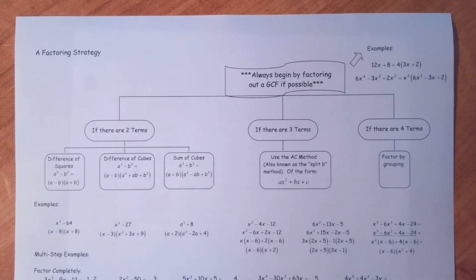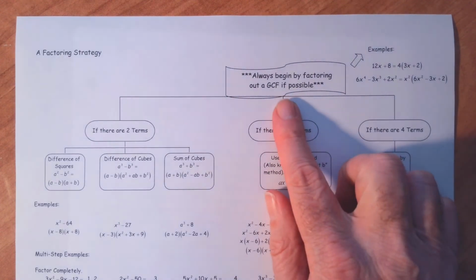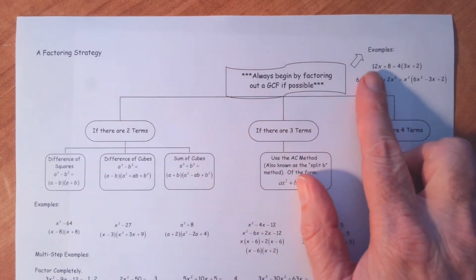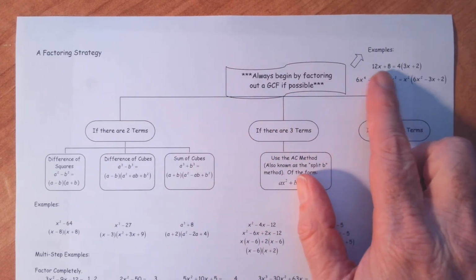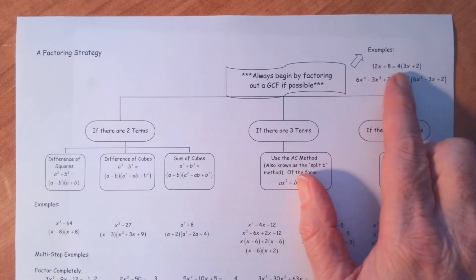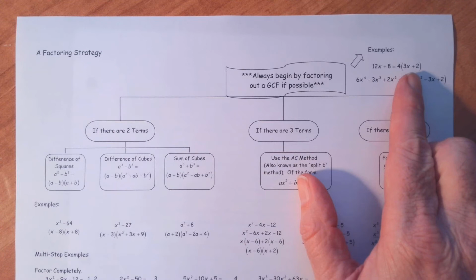As you do these problems, you should always begin by factoring out a GCF if possible. That's just a greatest common factor. So for example, here 12 and 8. The largest number you can divide both of those by is 4. That's our GCF. And then you've got to figure out what times 4 gives you these two terms. And so that's 3x plus 2.